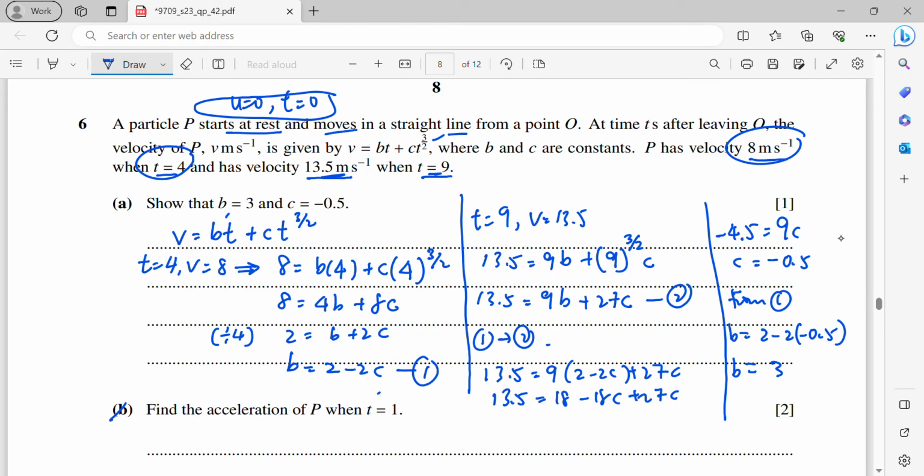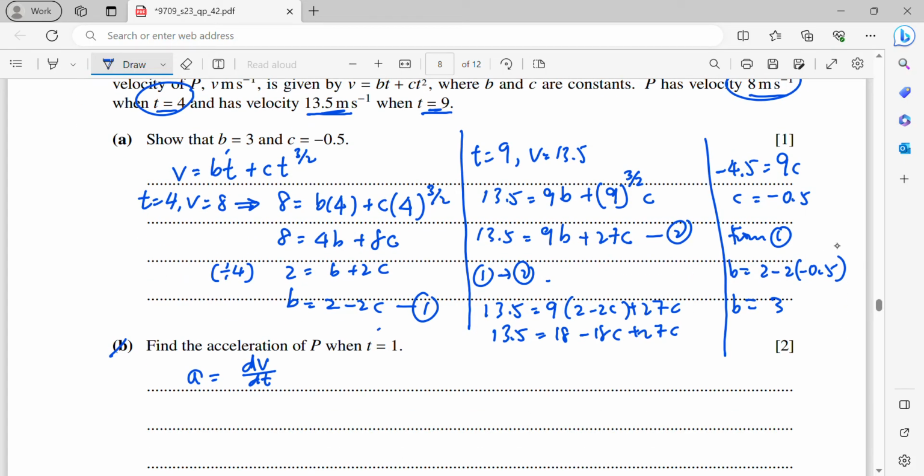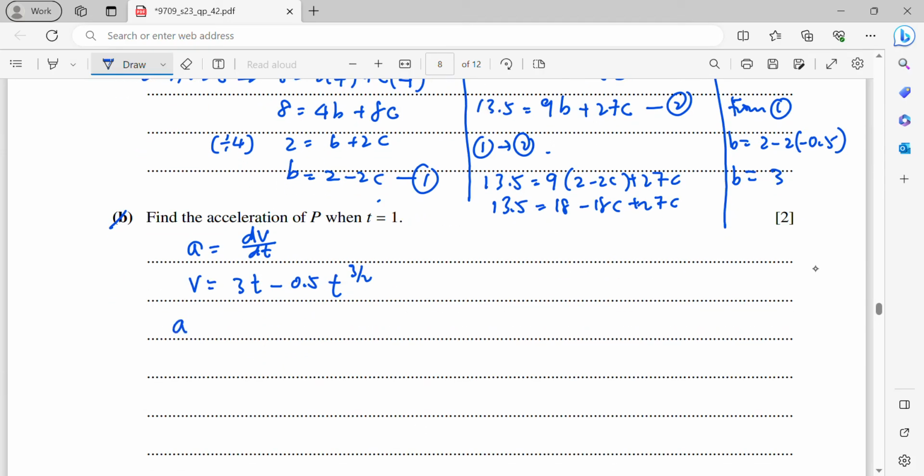Now part b, find the acceleration of p when t equals 1. So we know that acceleration is dv over dt. Before we do the differentiation, it is better to write down what v is first. So v, replacing the b and c, will be bt, which is 3t, then minus 0.5 t to the power of 3 over 2. So now I just need to differentiate. So a is dv over dt. Differentiate 3t to get 3, then remain the 0.5.